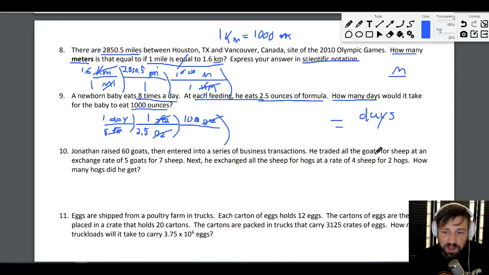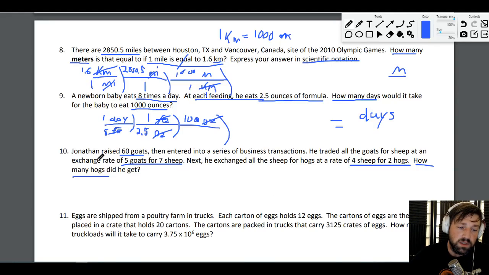All right. Well, I mean, okay. This is a pretty straightforward one because we have 5 goats equals 7 sheep. 2 sheep is 2 hogs. You start with 60. At the end, you want to make sure that you have hogs at the end. So, hogs are going to be what we're after. I'm going to say H for hogs, S for sheep, and G for goats. So, hogs are going to be the thing we're looking for.